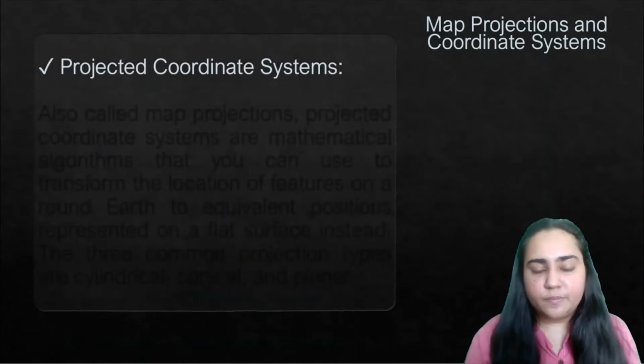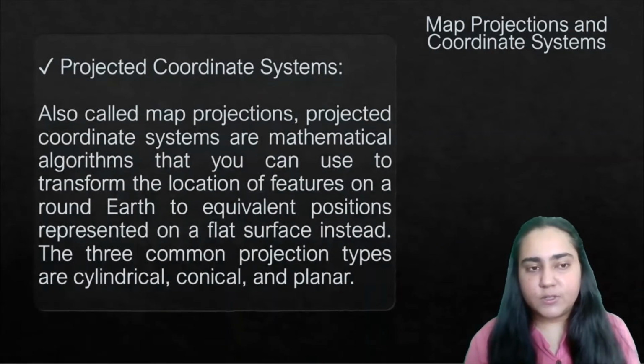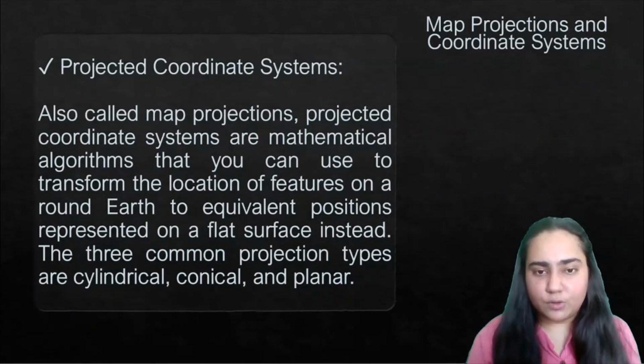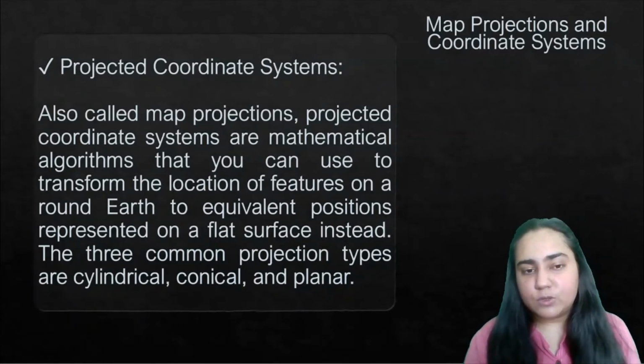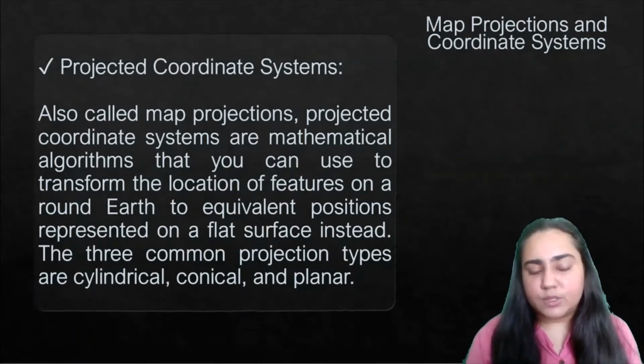The first one is projected coordinate systems, also called map projections. Projected coordinate systems are mathematical algorithms that you can use to transform the location of features on a round Earth to equivalent positions represented on a flat surface instead. The three most common projection types are cylindrical, conical, and planar.